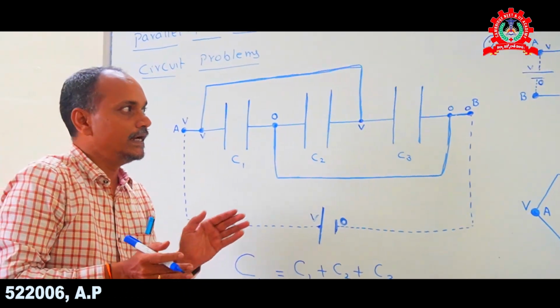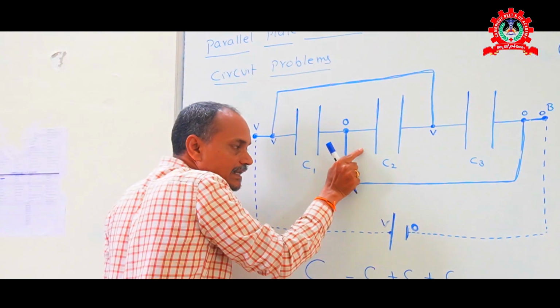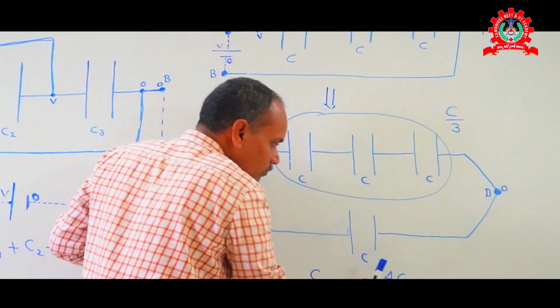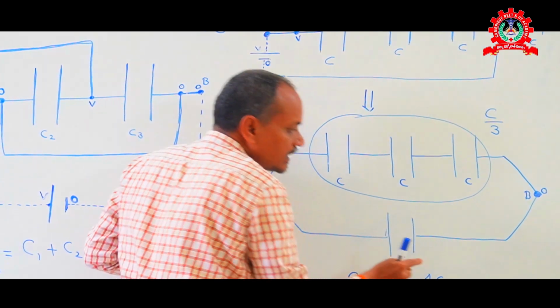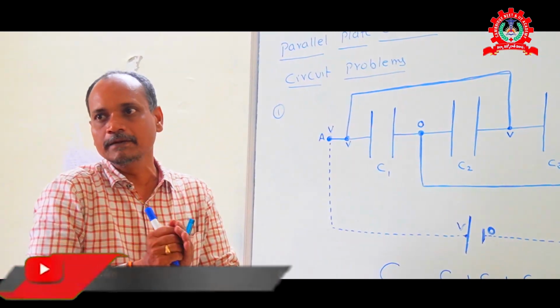So if the same problem, instead of being given like this, is given like this one, then the equivalent capacitance is again equal to 4C by 3.